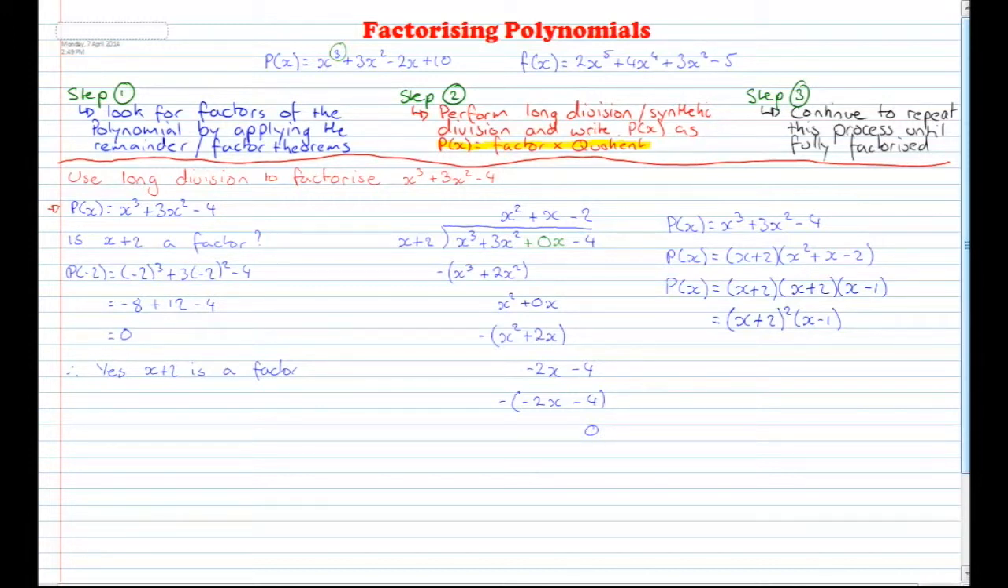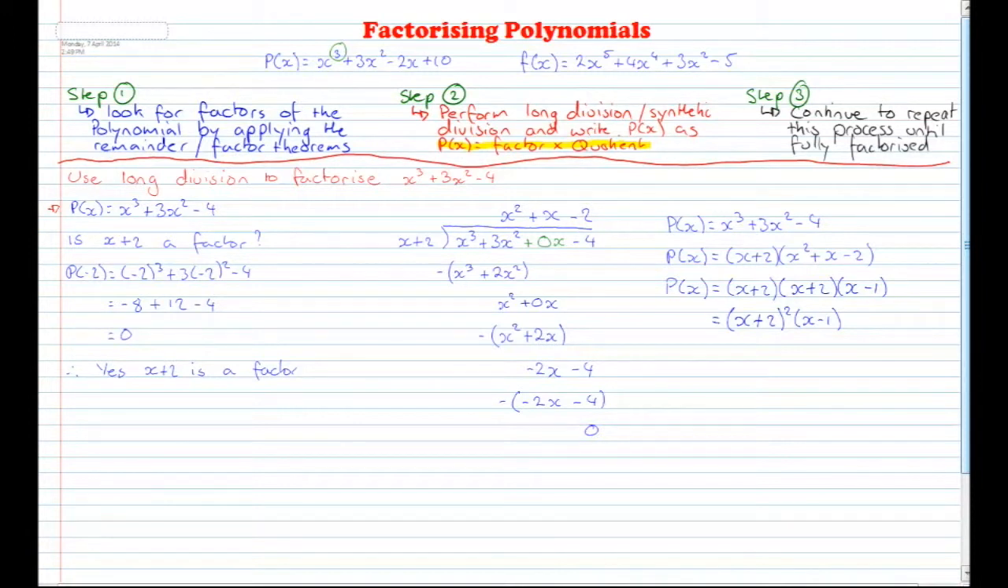So I've substituted in p of negative 2. That got us negative 2 cubed plus 3 times negative 2 squared minus 4. Now negative 2 cubed is negative 8. Negative 2 squared is positive 4, times 3 is positive 12, and negative 4 at the end. Negative 8 plus 12 minus 4 is 0, therefore yes, x plus 2 is a factor.